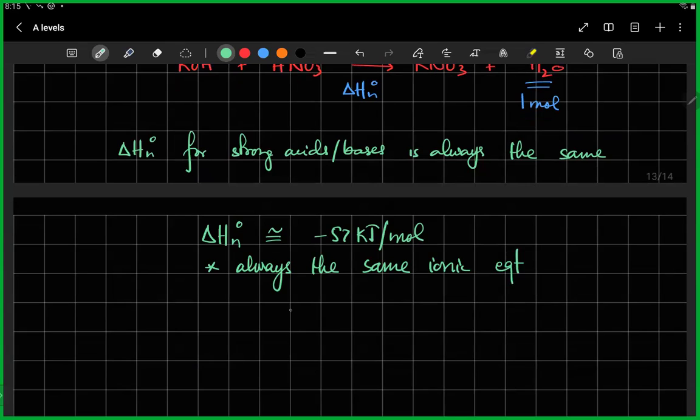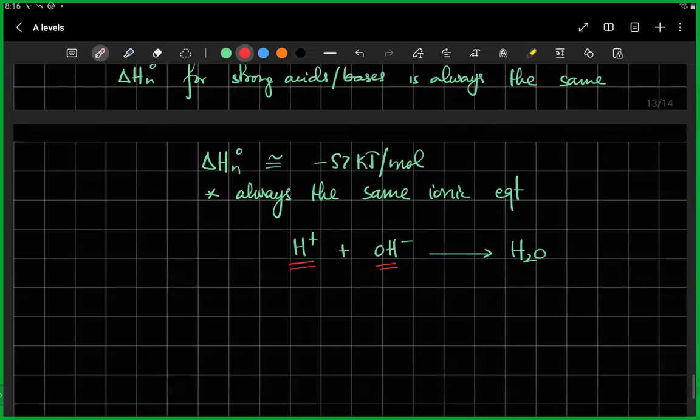हर दफा एक ही चीज हो रही है. एसिड क्या करता है? एसिड जो है वो H+ आयंस प्रोड्यूस करता है and the alkali produces OH ions, and the two react together, and you get H2O. So it doesn't really matter where the acid is coming from, where the OH ions are coming from. The end result is the same bonds are going to be formed. So it's always the same ionic equation, which is why you get the same energy change. ठीक है? ये clear है?